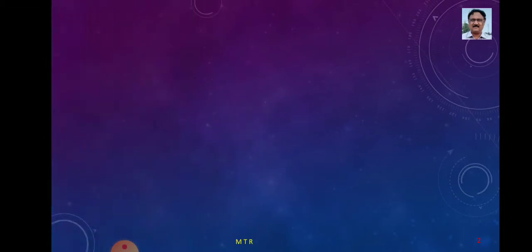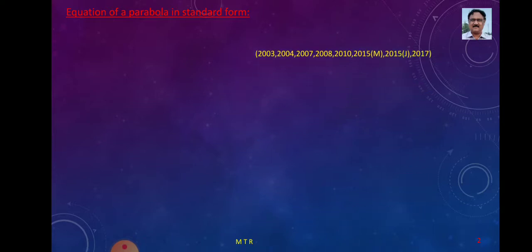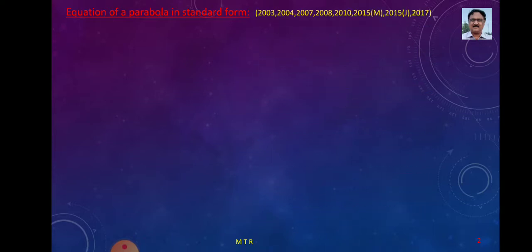Now we learn the equation of a parabola in the standard form. What is the equation of the parabola in the standard form? This equation of the parabola in the standard form is very important in our IPE, most important for 7 marks. Also, the proof of this equation is very important to solve the problems of parabola.